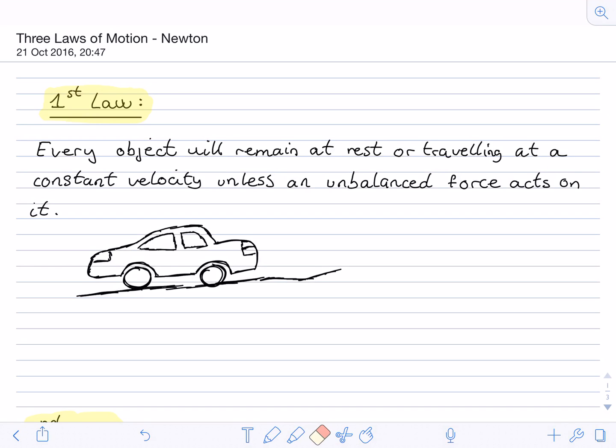Hello, today we're gonna cover the three laws of motion. So let's get on with this.